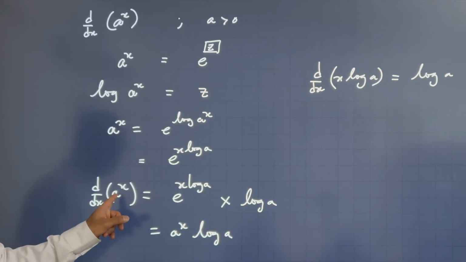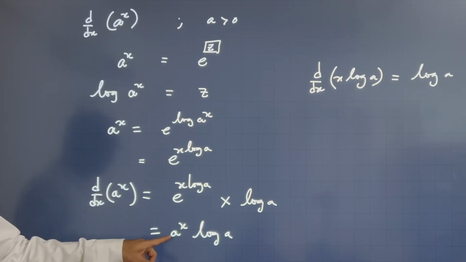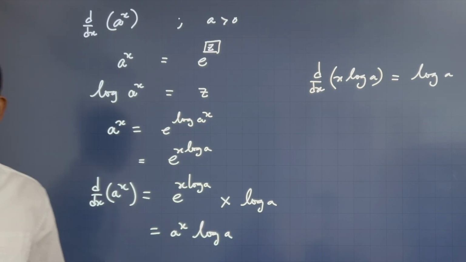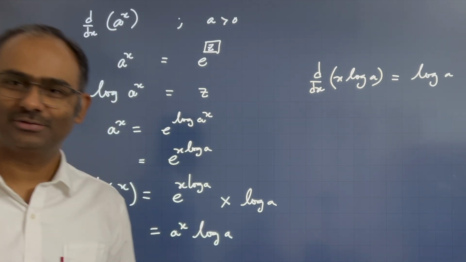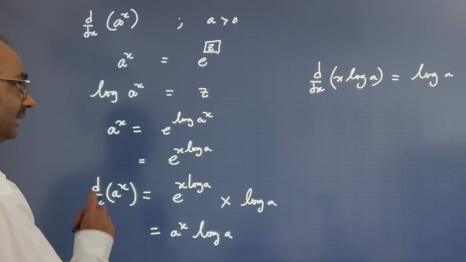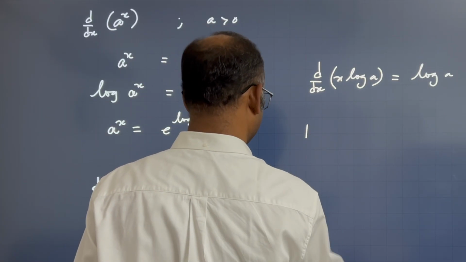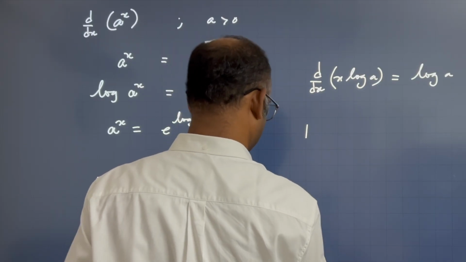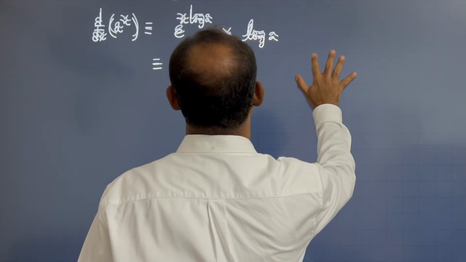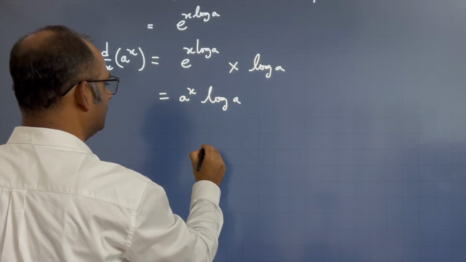So if this is true, then it is true for every a. Let's take a equal to e. Choose the base to be e. Then you have d over dx of e to the x, which is e to the x times log of e. What is log of e? 1. Log of e is 1. So this is correct. This is true for everything. Okay? This result you should remember. So this result should be in your memory.